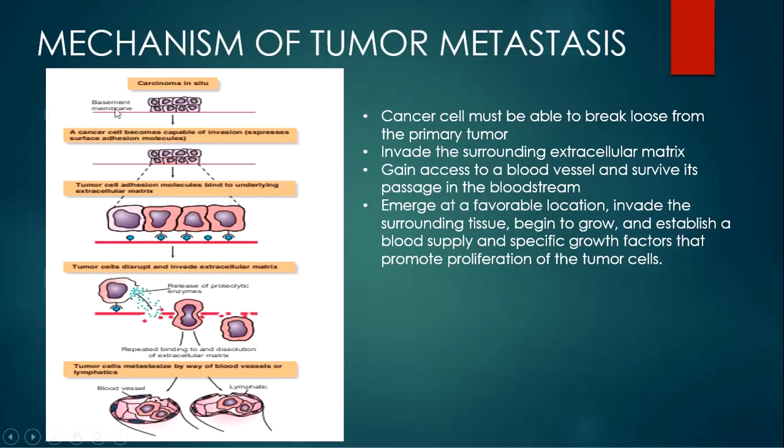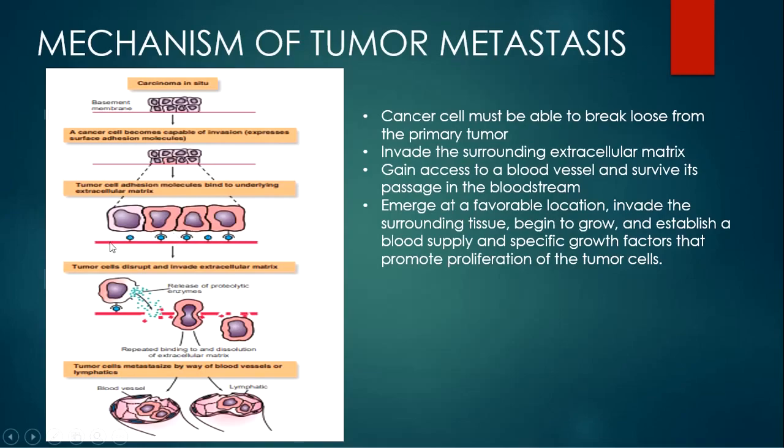This is the primary site of the cancer. And what happens is, a cancer cell becomes capable of invasion, and then it expresses some surface adhesion molecules. Now this is a cancer cell which has become capable of invasion. So now it's going to express some surface adhesion molecules. As you can see here, these are the surface adhesion molecules. So these cancer cells are expressing these molecules, and these molecules are going to bind to the underlying extracellular matrix.